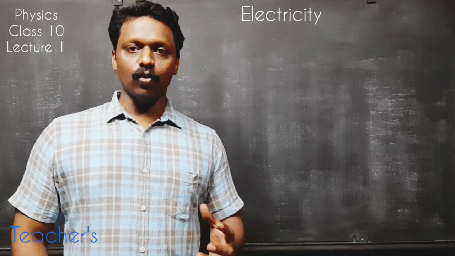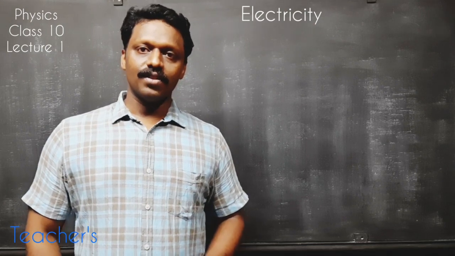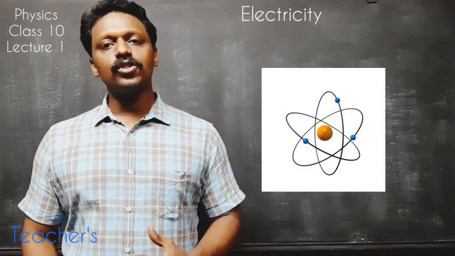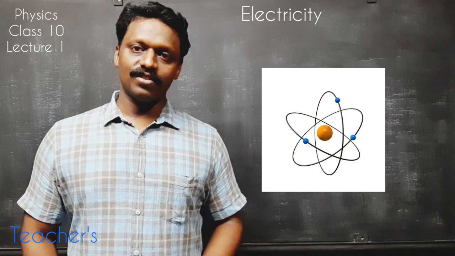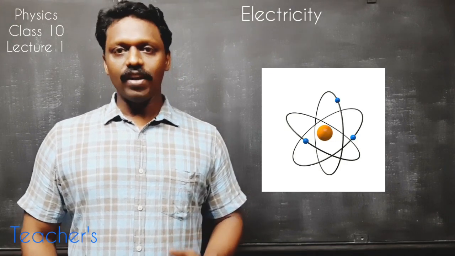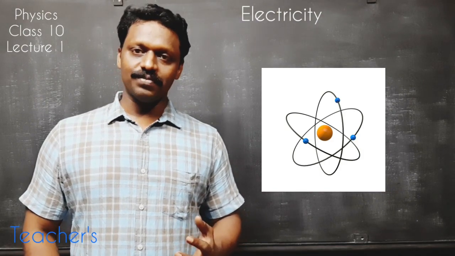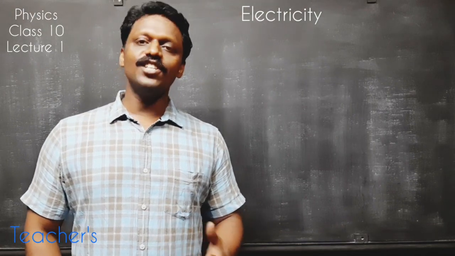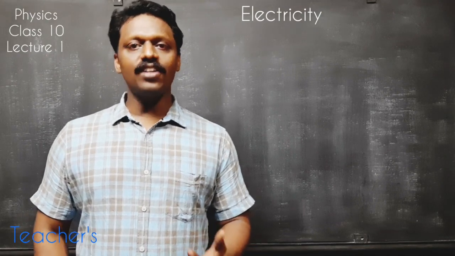According to modern views, all matter is composed of atoms. Every atom consists of a nucleus composed of positively charged protons and neutral neutrons. Around the nucleus, negatively charged electrons revolve in different orbits. Since in an atom the number of protons is equal to the number of electrons, it is neutral. Hence, matter is said to be uncharged.